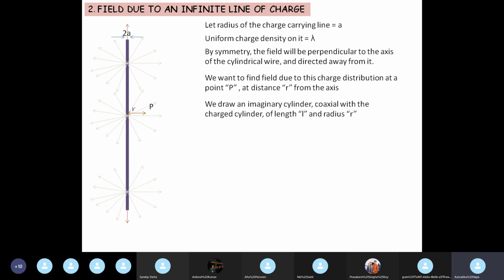So what do we do? I told you, when you are applying Gauss's law, you first have to figure out the symmetry of the problem.